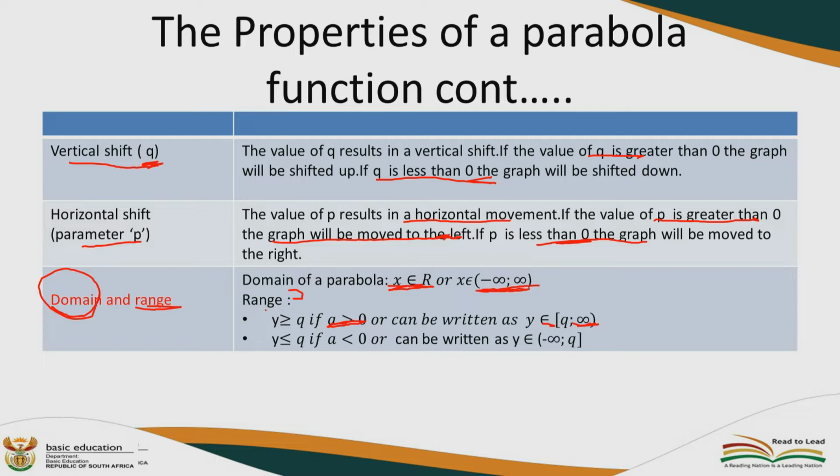Or if your a is not greater than 0 but is less than 0, it simply means that your y is less than or equal to q. Or you can also write it as y is an element of (negative infinity, q]. Remember, when you read a domain, we read it from the left-hand side to the right-hand side. When you read a range from the graph, you read it from the bottom going upwards, okay?